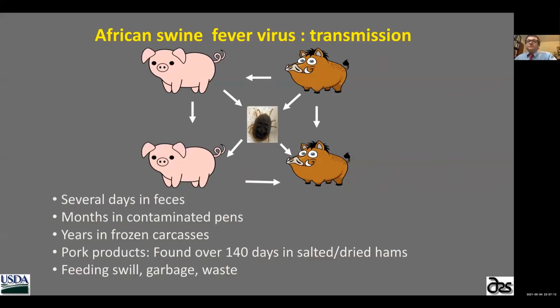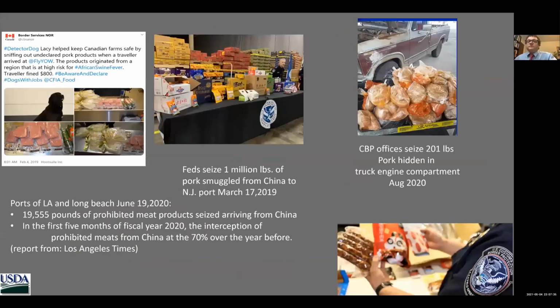ASF has been shown to last several days in feces, months in contaminated pens, and years in frozen carcasses. It has even been shown to persist in pork products that have been salted or dried for over 140 days. Another method of transmission of African swine fever is to feed swill, garbage, or waste from infected animals. I'd also like to point out that humans, through movement of illegal imports of meat or meat products, can also cause ASF to spread.